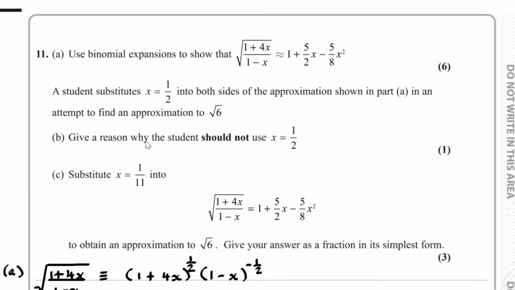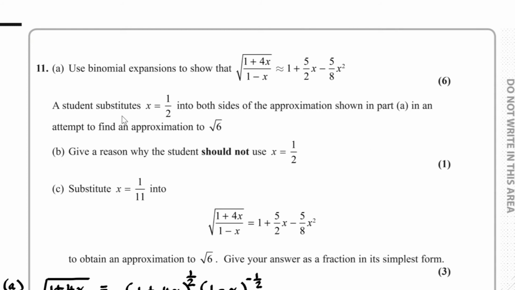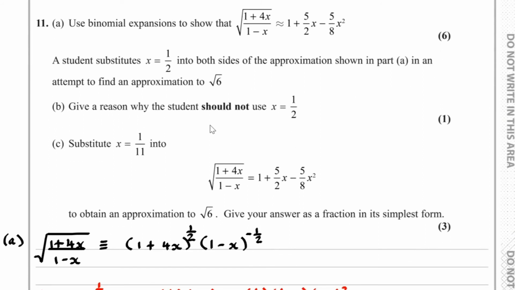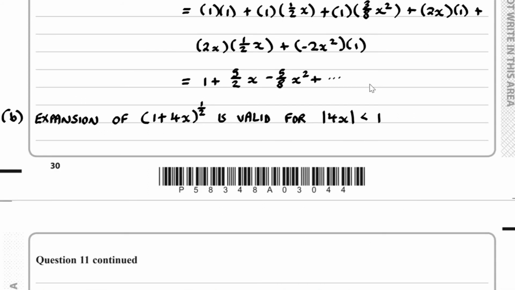Then for the next part, a student substitutes x equals 1/2 into both sides of the approximation that we see in part A, and we do this to find an approximation to root 6. We have to give a reason why the student should not use x equals 1/2. Well, the expansion of 1 plus 4x to the half is valid for the mod of 4x being less than 1, and so therefore the mod of x is less than 1/4, and 1/2 does not satisfy this.